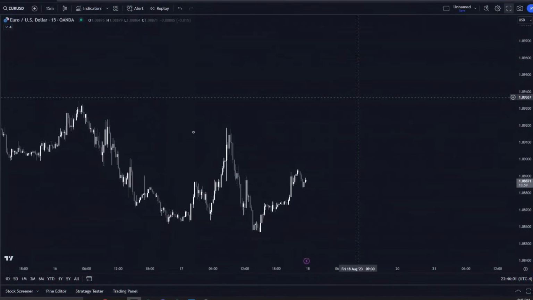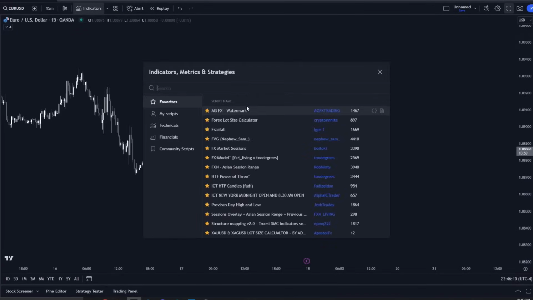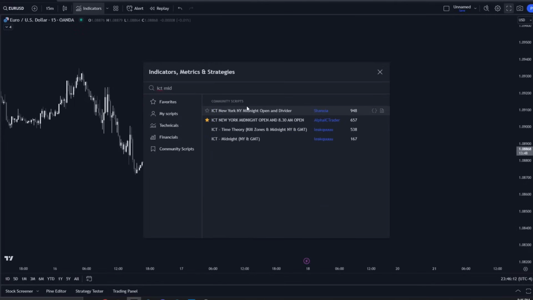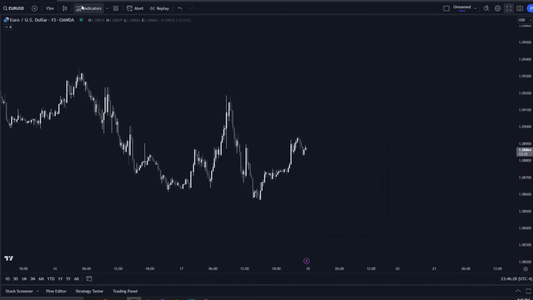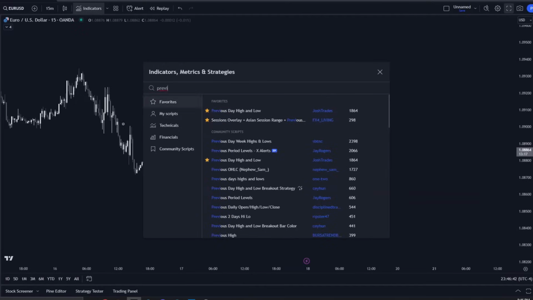Now for the last indicator, it's actually 2 indicators, but they are so related to each other. So I said, okay, I'll put them as one indicator. We go to the indicator right here, and we type ICT midnight. So just midnight, and then you're gonna see this ICT New York midnight open and 8:30 open by Alpha ICT Trader. Okay, you're gonna click on this, and then go again to the indicators, and then type previous, and you're gonna see this previous day high and low by Josh Trade. This is the one that I use.